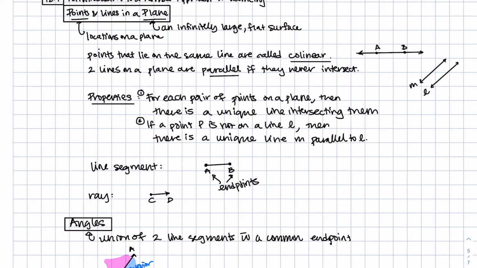So points are locations on a plane, and a plane is an infinitely large flat surface. So think of like a sheet of paper that extends forever. That's a plane. Two points that lie on the same line are called collinear. So here's an example of 2 points A and B that lie on the same line.